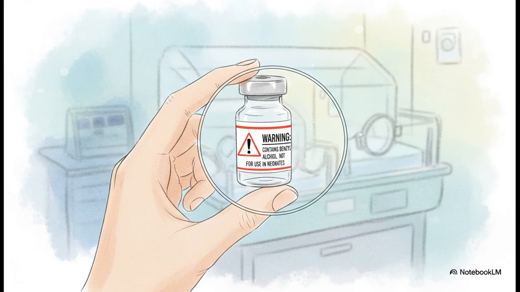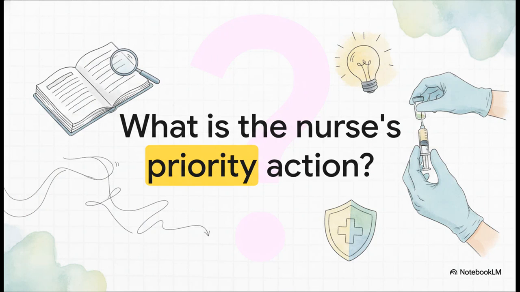So, picture this. You're in the medication room preparing a drug for a newborn. You read the label on the vial, and it tells you to use bacteriostatic water with benzyl alcohol. But right below that, in bold letters, it warns you not to use this specific formulation in neonates. So, what is your priority action? What do you do next?